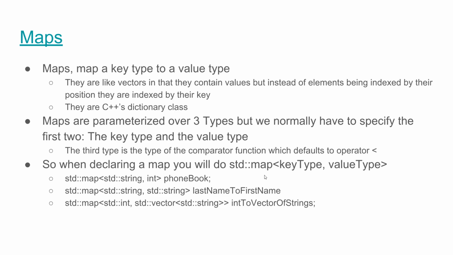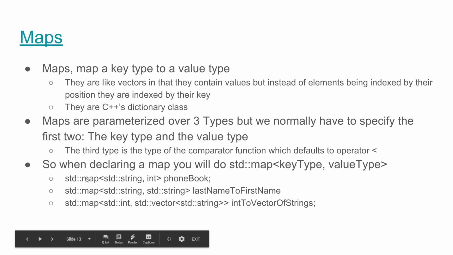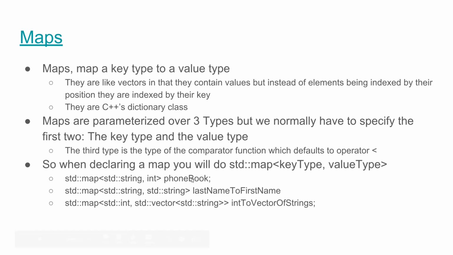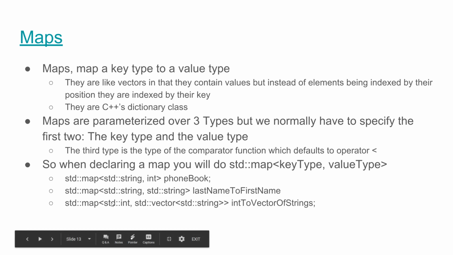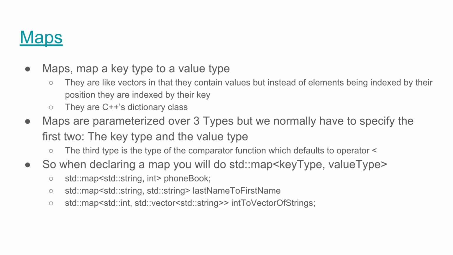So for example, declaring some types of maps, we might have a map that maps strings to integers, and we might call this variable phone book. We might have a map that maps strings to strings. Maybe it's mapping last names to first names. And we might also have another one that maps an integer to a vector of strings, right? So our value type is going to be a vector, which is totally legal.